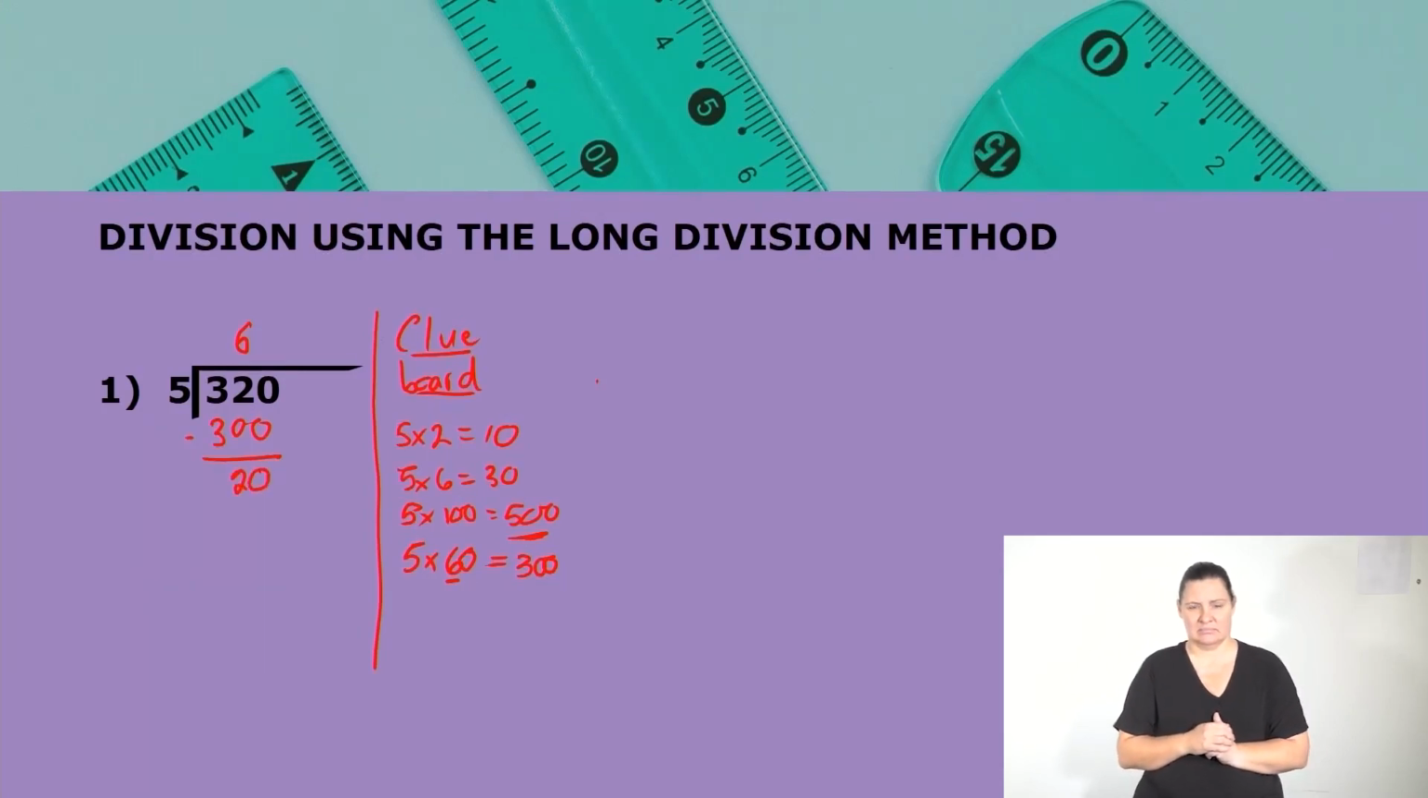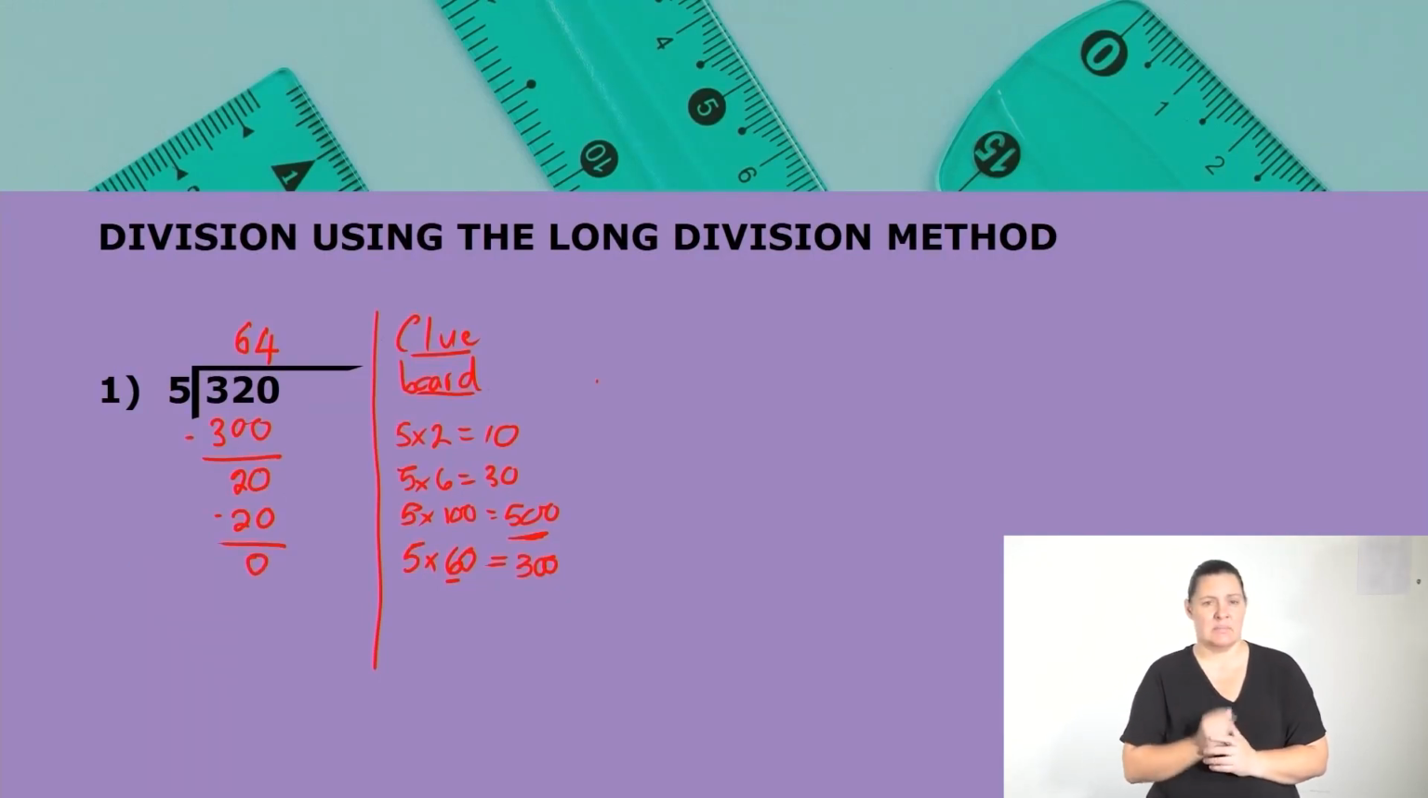Next, we need to know how many groups of 5 we can take out of 20, but we already know that we can take out 4 groups of 5 in 20. So only 4, that is a 1. I'm going to place the 4 in the ones column. 4 multiplied by 5 is 20. 20 minus 20 is 0. And then we can see here that there is no remainder. That means that 320 divided by 5 is 64.